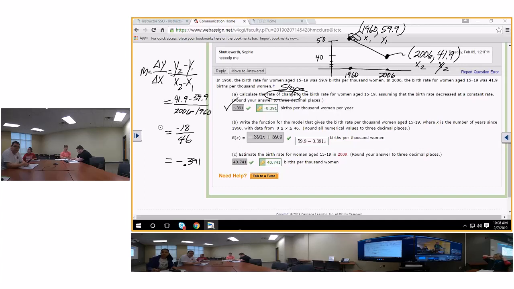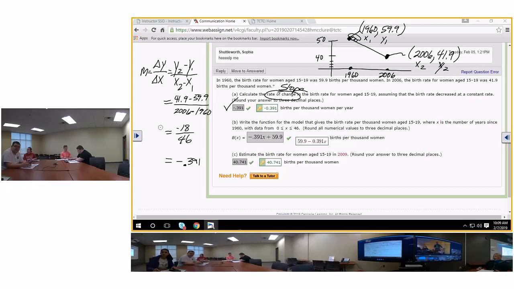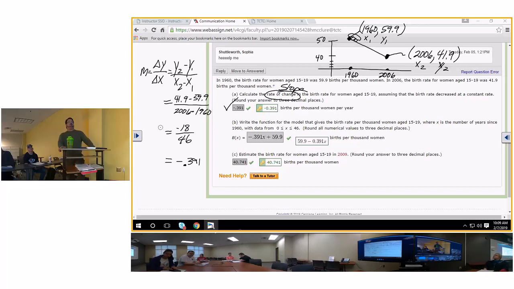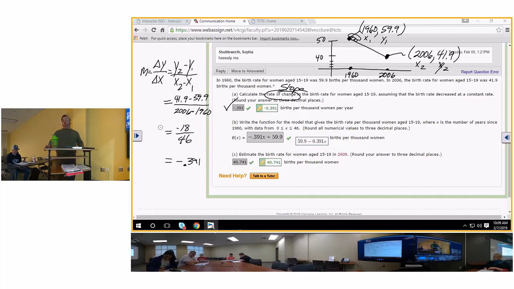All right. Estimate the birth rate for the age group in 2009. So that means you got to plug in how many years it is since 1960. That'd be 49. So somebody plug 49 in for x into that formula right there in B and see what you get. 49 times negative 0.391 plus 59.9. What do you get? You should get 40.741.